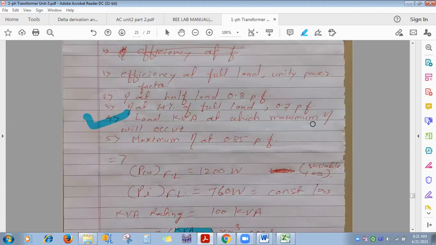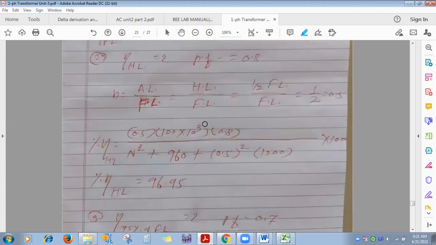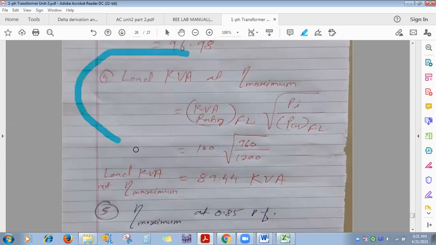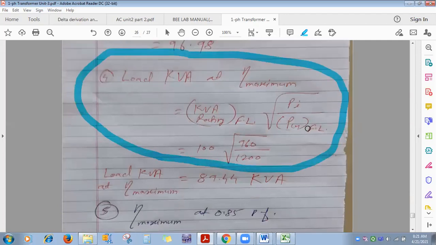Load KVA at which maximum efficiency will occur. Means find out the load KVA at maximum efficiency. I told you the formula already for that. What is the formula? KVA rating at maximum efficiency is the full load KVA rating into the square root of iron loss upon full load copper loss. All values are given already in the numerical. KVA rating 100. I want the answer in KVA.